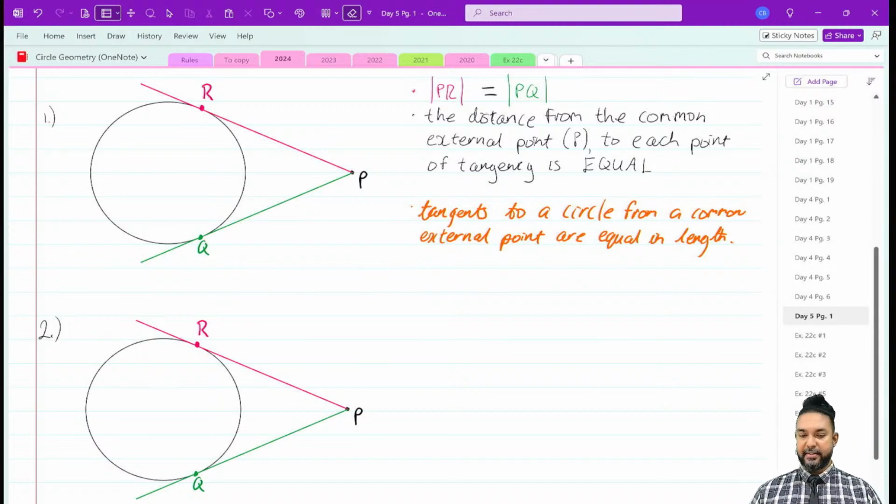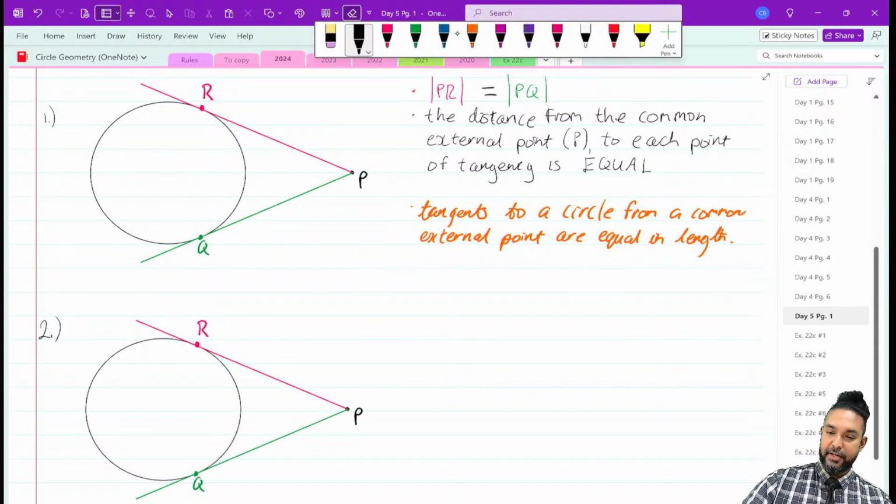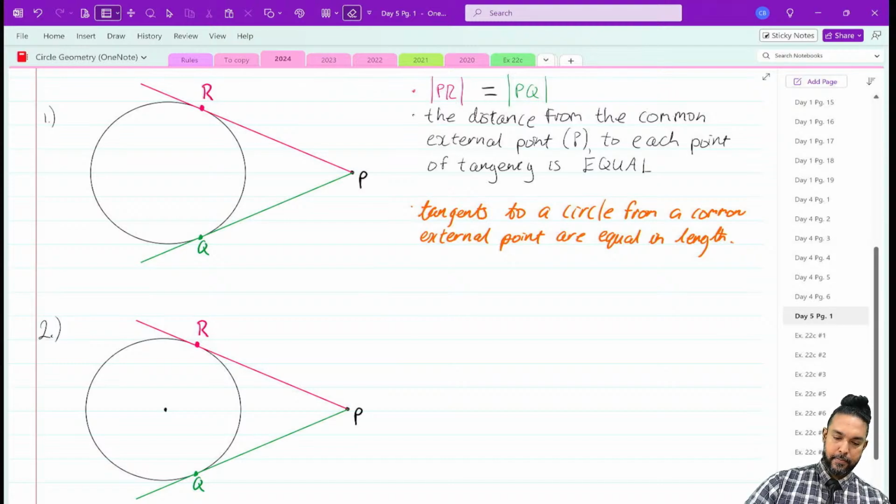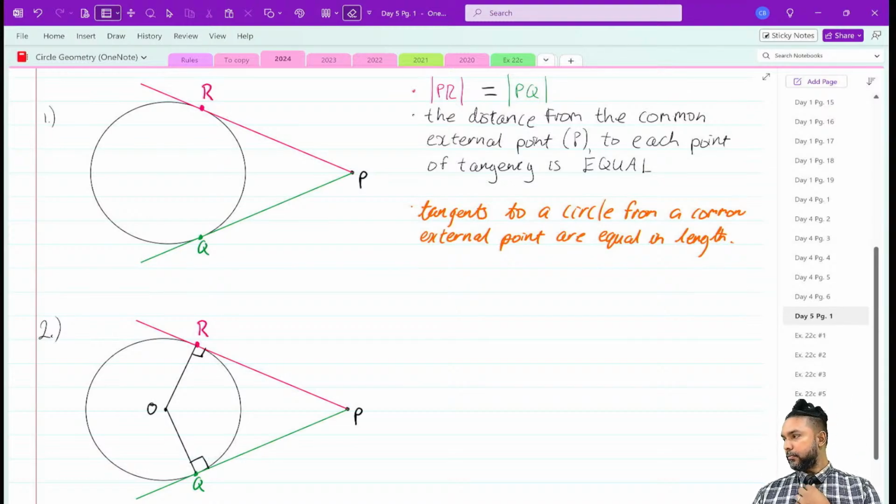Right, so the rule we learned last time is that the angle between tangent and radius is 90 degrees. So guess what we're going to put in now? We're going to put in a couple of radii. So O is the center of the circle. So we're going to put a radius from O to R and a radius from O to Q. And we're going to notate that the angle here is 90 degrees at top. And the angle down here is also 90 degrees. Okay?